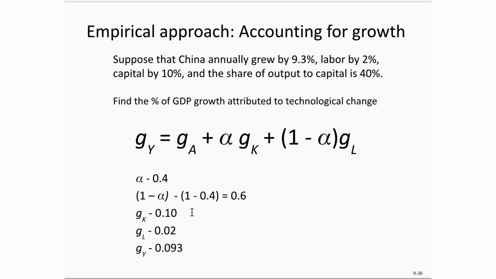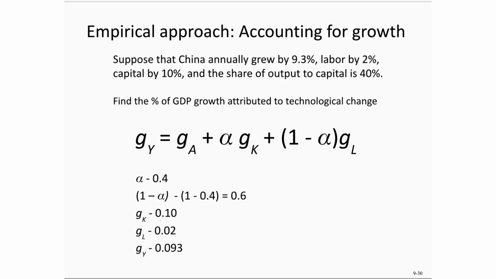And the growth rate of capital is 10%, so we get 0.10. The growth rate of labor is 2%, so we get 0.02. And then the GDP growth rate is 9.3%, so we get 0.093.